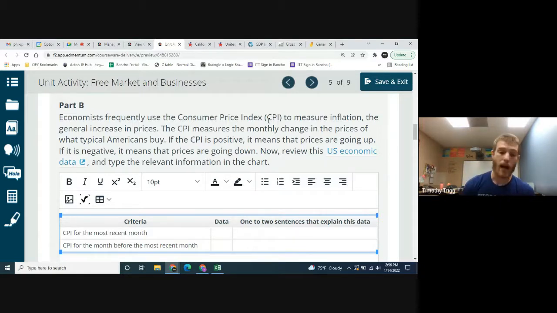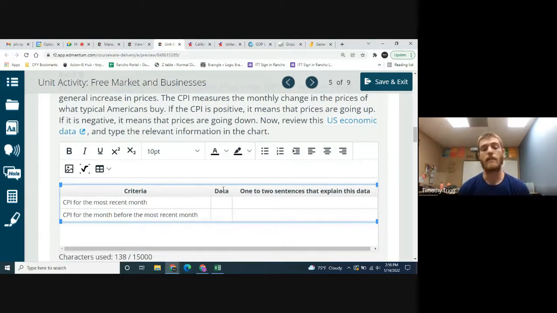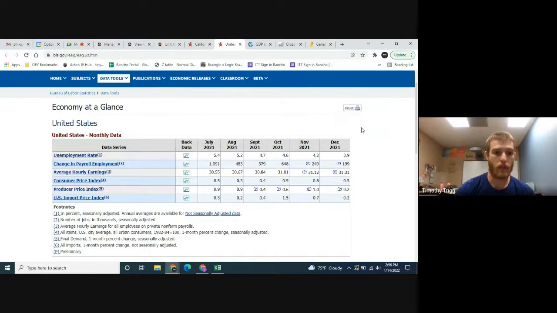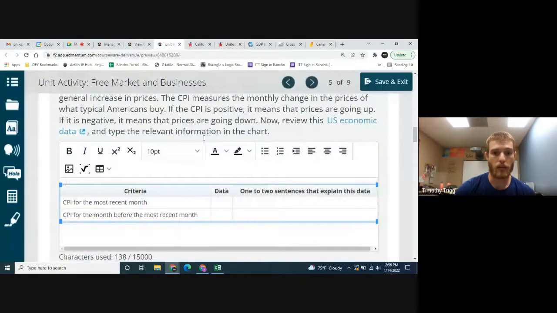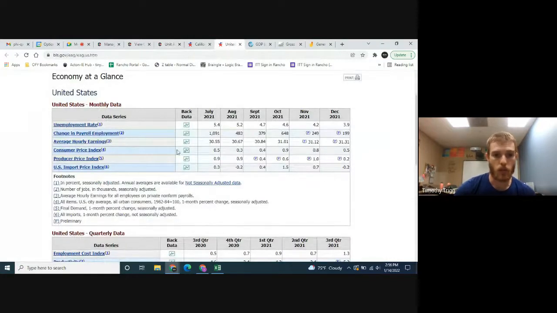So CPI, again, measures essentially the price of goods and services that the average American buys. So you want to click on that link, and that should take you to here. So the CPI, the Consumer Price Index, is where you want to be looking at right here. And that's when you click on this link right here where it says US economic data. And you want to look at the Consumer Price Index. And so you can see here I have November, I have December, November, October. We're just going to use the December and November here.